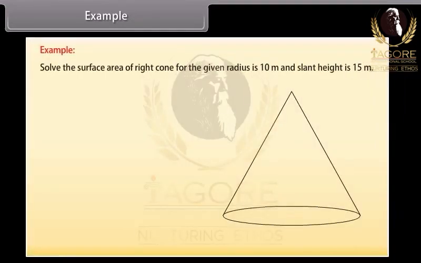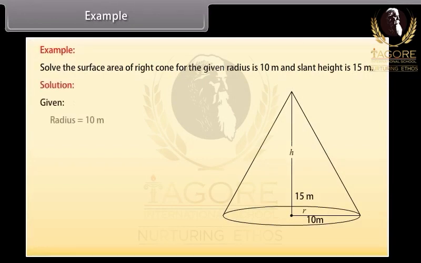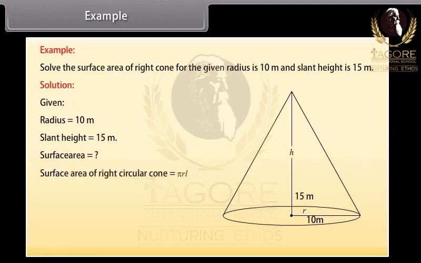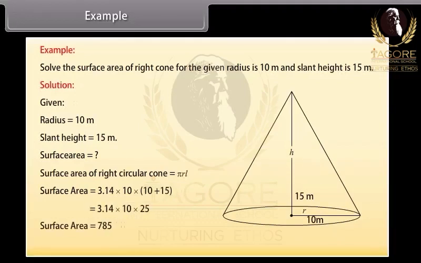Example: find the surface area of a right cone for the given radius of 10 meter and slant height of 15 meter. Solution: radius and slant height, which are 10 and 15 meter respectively, have been given. We have to find the surface area. We know that surface area of cone is equal to pi r into (L plus r). Therefore, by substituting the values we get, surface area is equal to 3.14 into 10 into (10 plus 15). By solving this, we get surface area is 785. Therefore, surface area of right cone is 785 square meter.